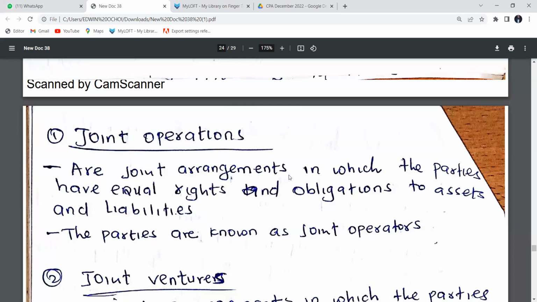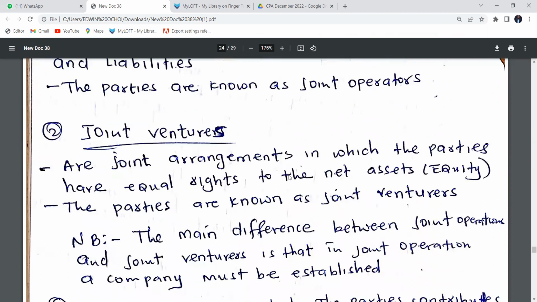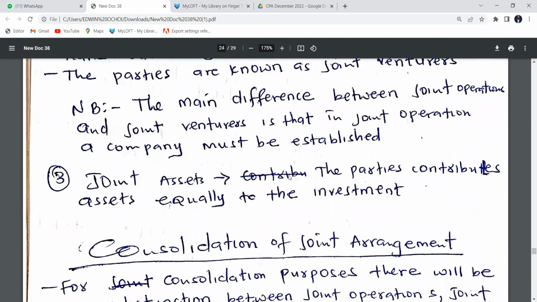Operations, this is whereby the parties have equal rights and obligations to the assets and liabilities. For ventures, the parties have equal rights to the net assets only, that is the equity. Then we have joint assets, where the parties contribute equally to the investment. And see the difference of the three.